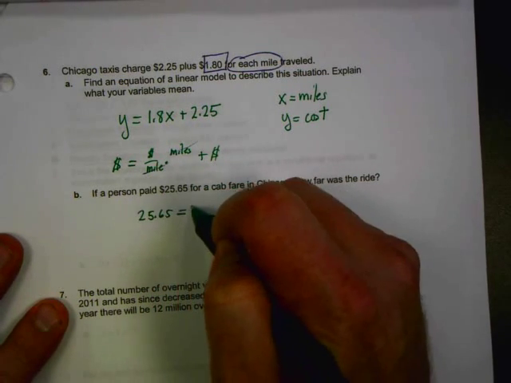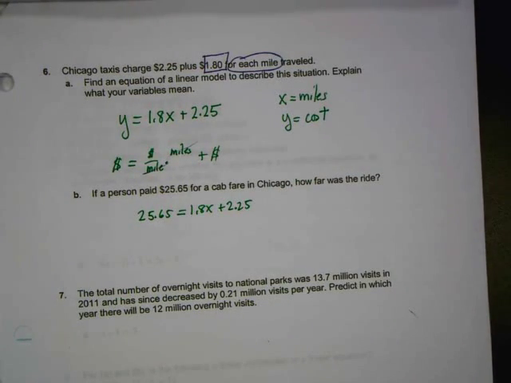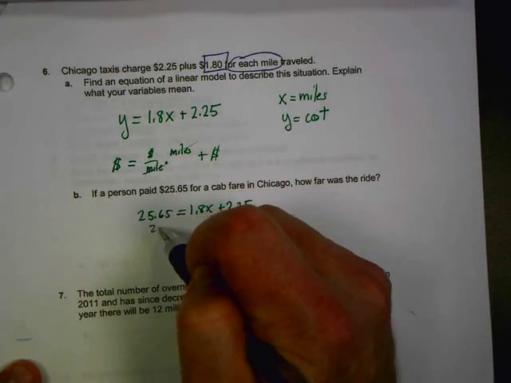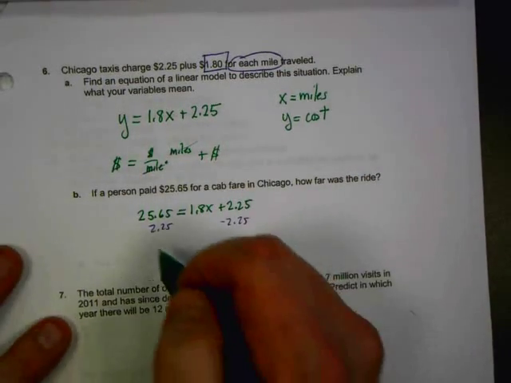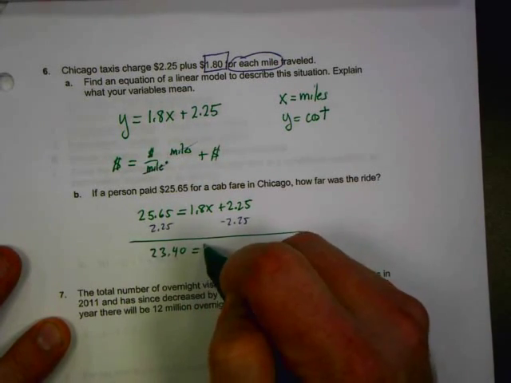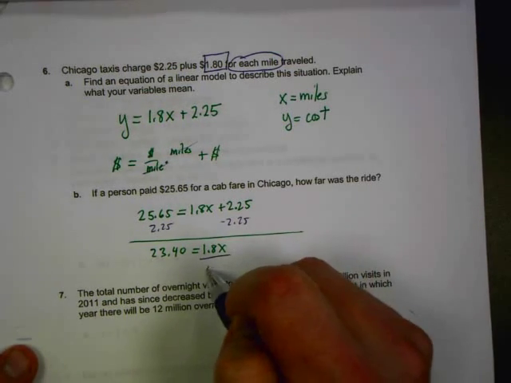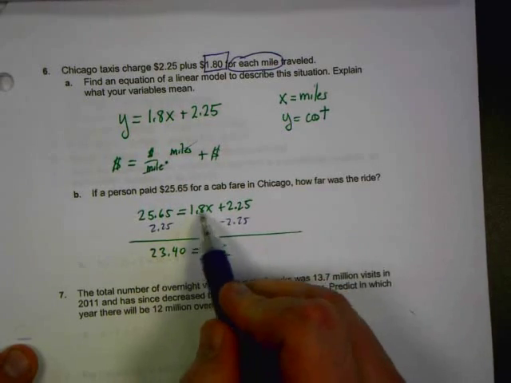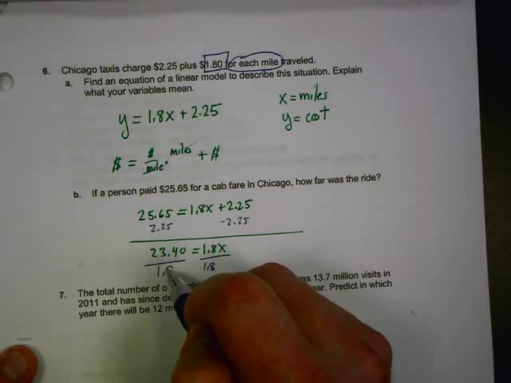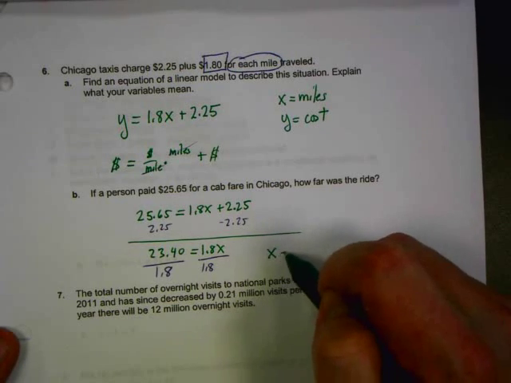We want 25.65 equals 1.8x plus 2.25. Subtract 2.25 from both sides: 23.40 equals 1.8x. If we leave out the zeros, will I care? I will not care if you leave out the zeros. I left it out on the 1.80, didn't I? So I'm not being very consistent. You would divide by the 1.8, and of course I'm going to use my calculator here. I get x is 13 miles.